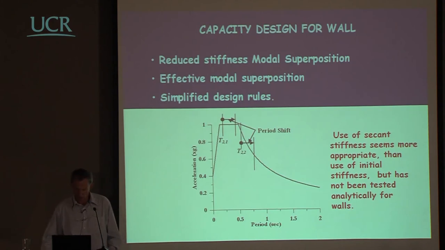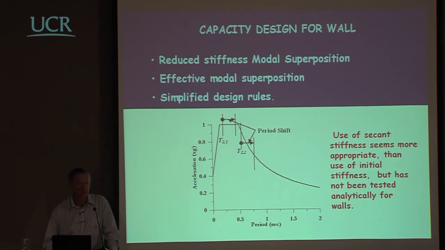If it's a rather squat wall, the first mode period tends to shift along the plateau of the seismic response, and it doesn't change the amount of shear associated with it. But if it's a taller wall, then the value of the period shifts due to the modification of the period, and the acceleration response actually reduces. So the approach which doesn't take that period shift into account is a little conservative.